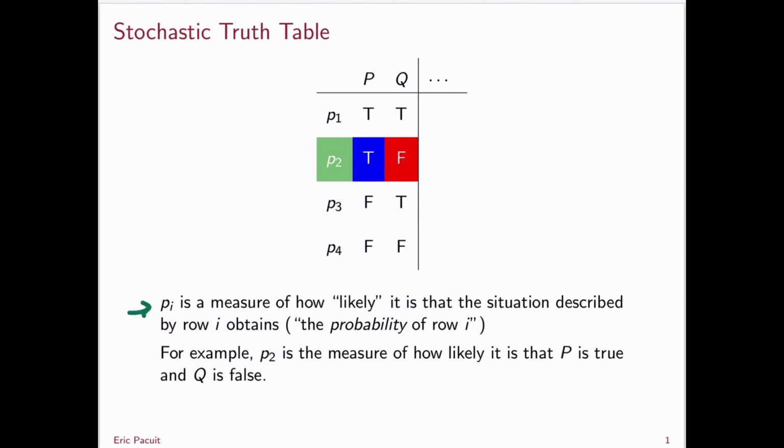Pi, the number assigned to the row I, is intended to measure how likely or how probable it is that the situation described by row I obtains. I might say it's the probability of row I. So for example, P2 is the measure of how likely it is that P is true and Q is false. So in some situation, how likely is it that P is true and Q is false?